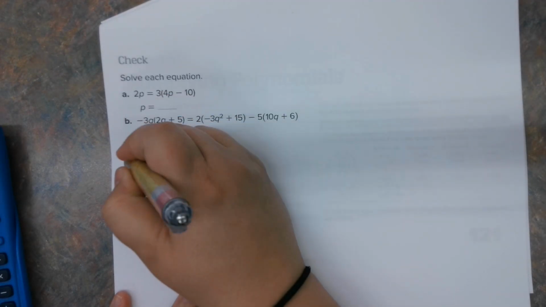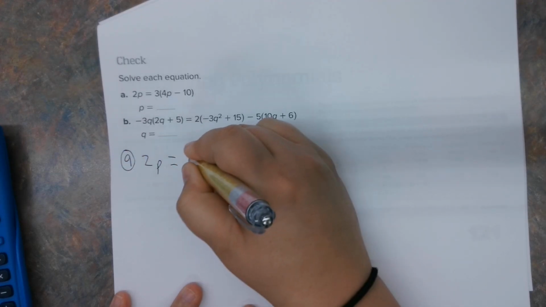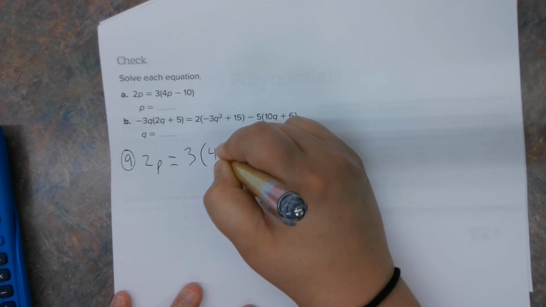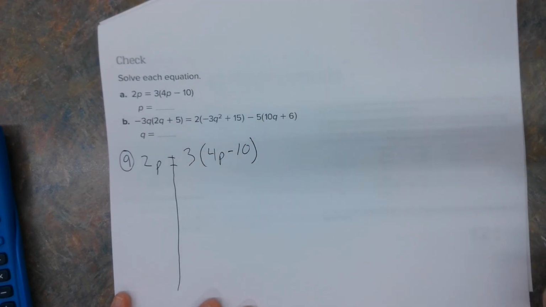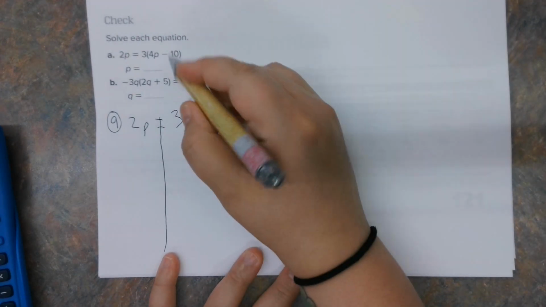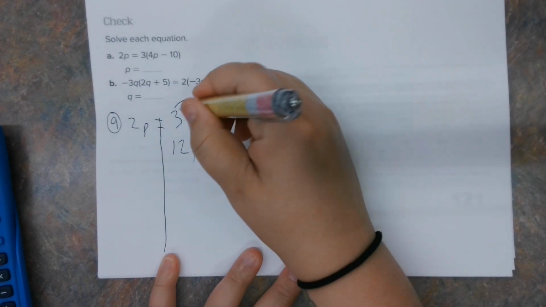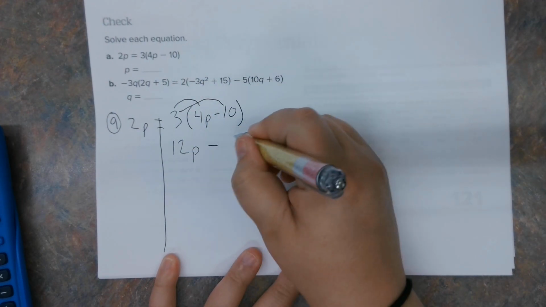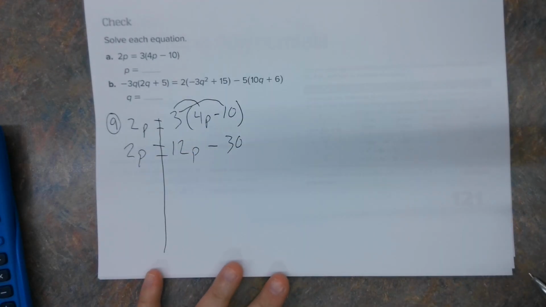Okay, here we go. Let's do A. I have 2p equals 3 times 4p minus 10. My line for those people that like their line. First thing I have to do is distribute. 3 times 4 is 12p. 3 times negative 10 is negative 30. There's my equal sign. Bring down my 2p.